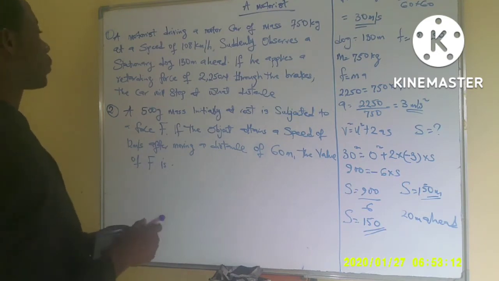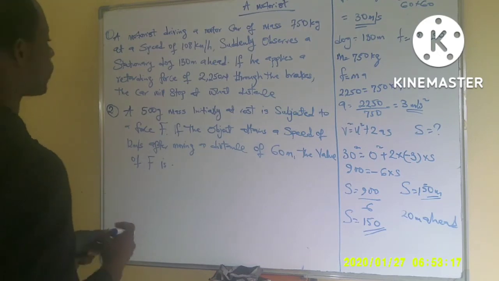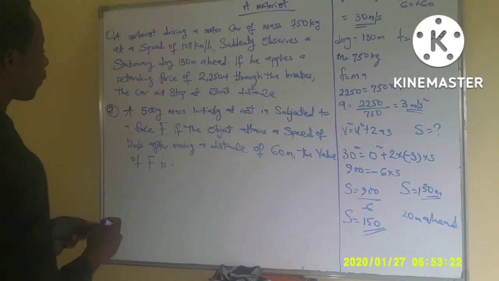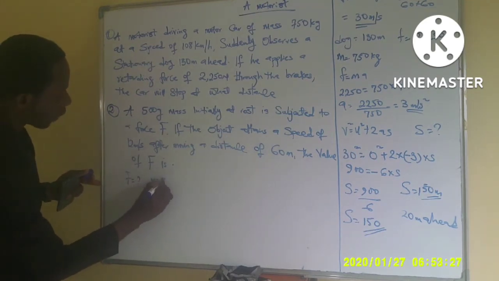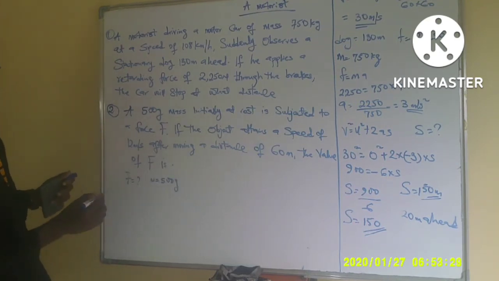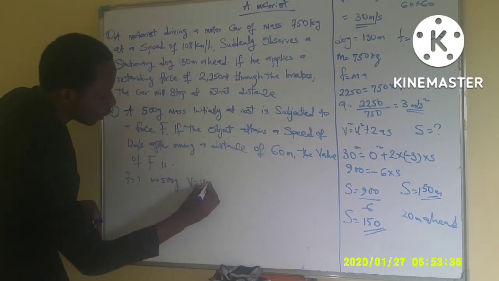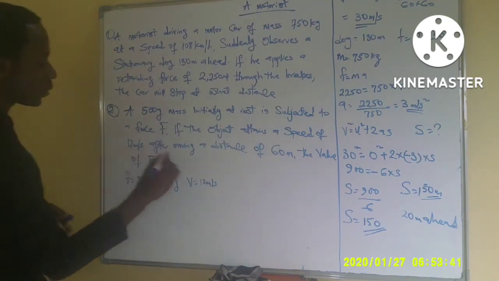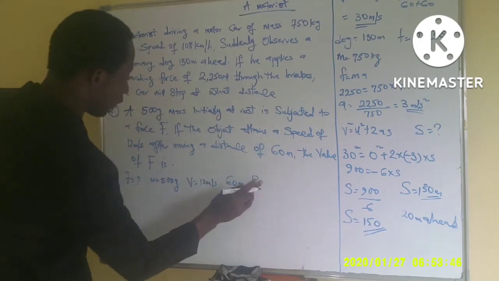Now the second question is, a 500 gram mass initially at rest is subjected to a force F. Now the mass is what? 500 grams. Initially at rest, it is subjected to a force. If the object attains a speed of 12 meters per second, the speed is what? 12 meters per second, after moving a distance of 60 meters, the value of F is dash.